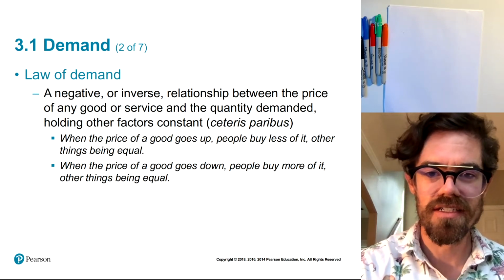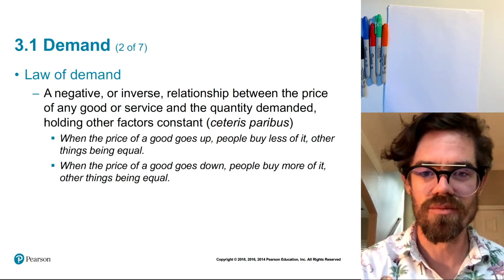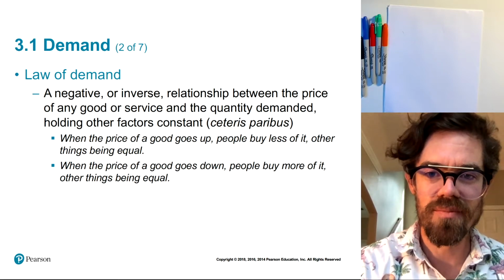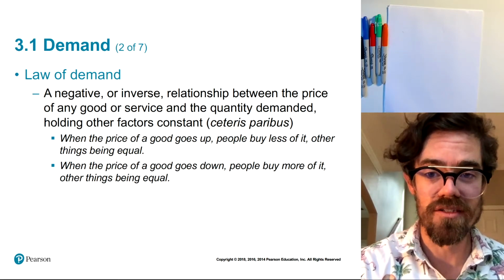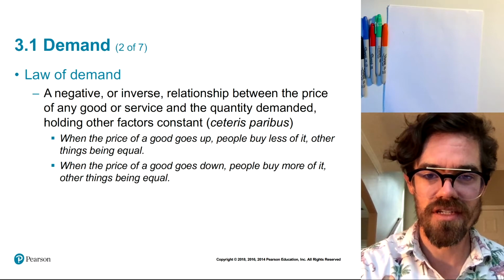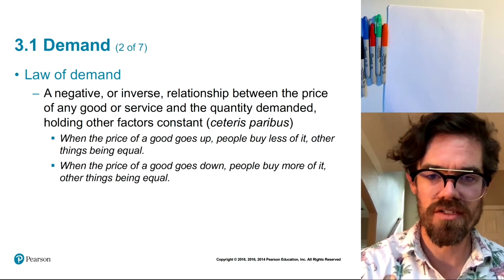And so basically, ceteris paribus, which is this Latin phrase we'll talk about, means other things constant. When the price of a good goes up, people buy less of it. That's quantity demanded going down. So they're moving in the opposite direction, assuming everything else is the same, nothing else has changed, just the price.